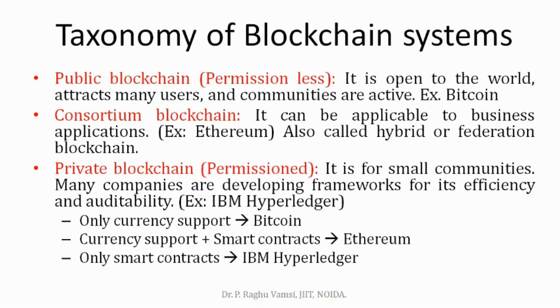We'll see the taxonomy of blockchain systems. Here, 3 categories are there in blockchain systems. Public blockchain, which is said to be permissionless. In order to join a public blockchain network, no one's permission is required. Directly you can join the network. It is open to the world, attracts many users, and communities are active.